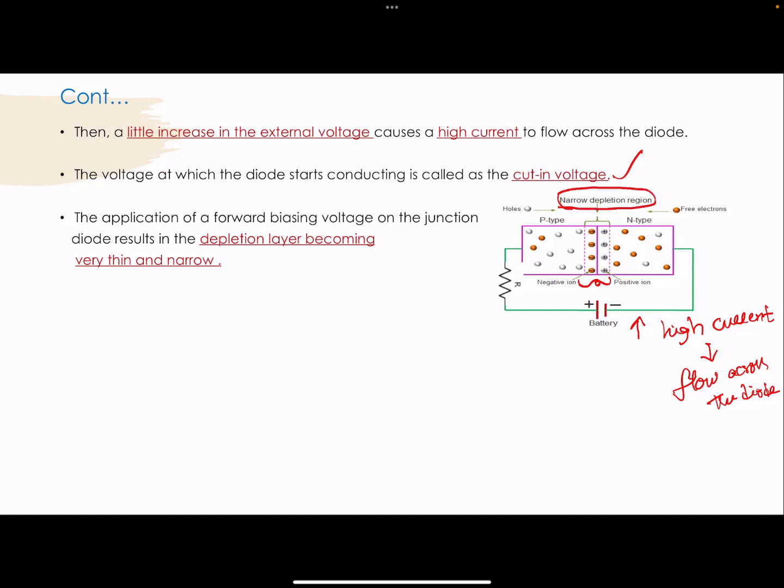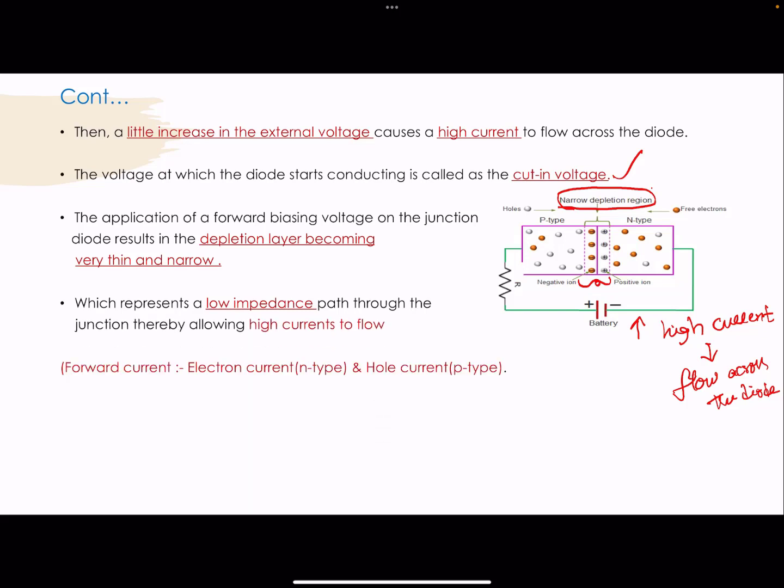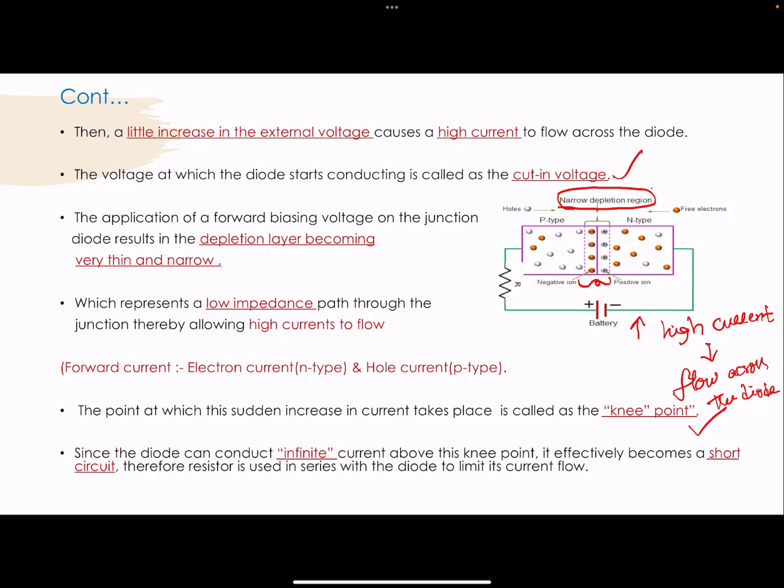That's why in the case of the forward biasing PN junction diode, there will be a narrow depletion region which represents a low impedance path through the junction, thereby allowing a high current to flow across the circuit. And this current is the forward current, which is the combination of the electron current and the hole current. The point at which this sudden increase in the current takes place is called the knee point. Since the diode can conduct infinite current above this knee point, it effectively becomes a short circuit.